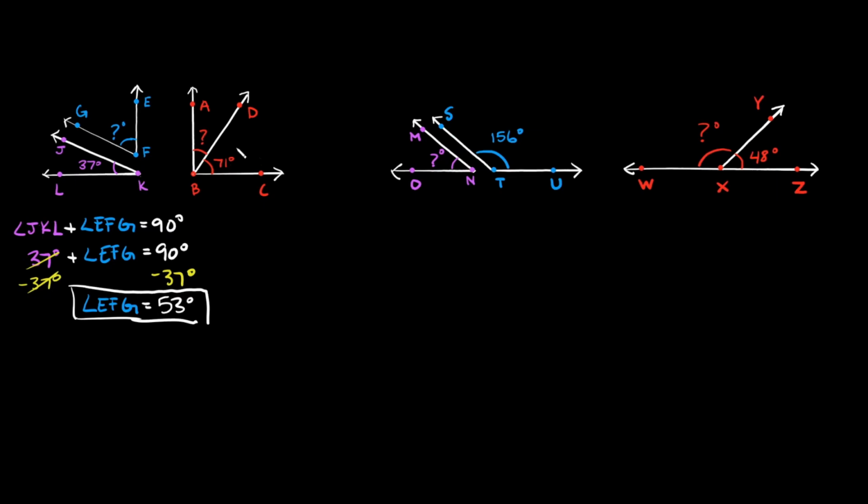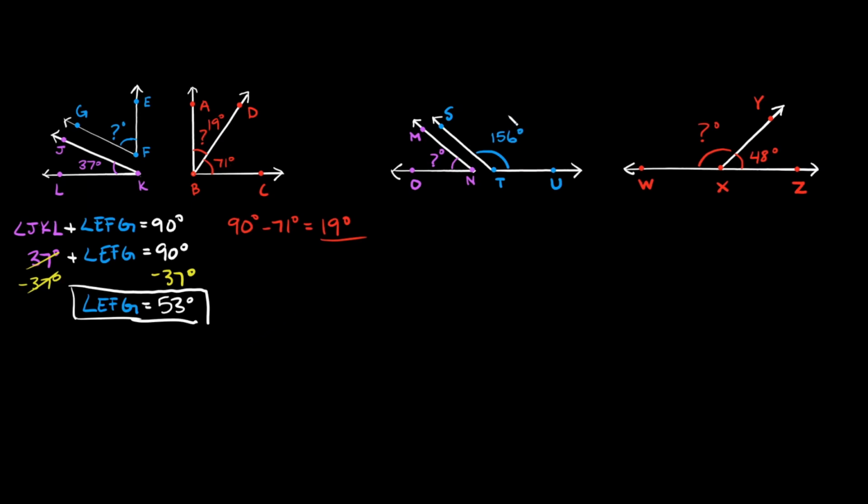Going to this next one, I'm telling you these two angles, ABD and DBC, are complementary angles. So again, that means they add up to 90 degrees. If one of them is 71 degrees, what's the angle of the other one? You know they add up to 90 degrees, and the one that you're given is 71 degrees. So what's 90 minus 71? Well, that's equal to 19. So by just subtracting these two numbers, you know that this missing angle is 19 degrees.